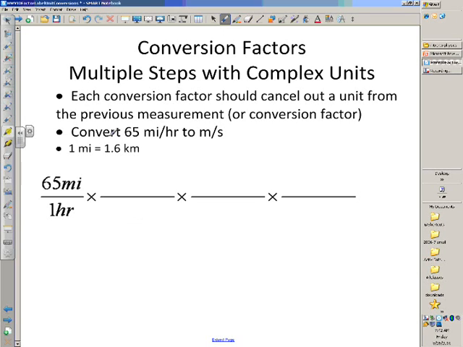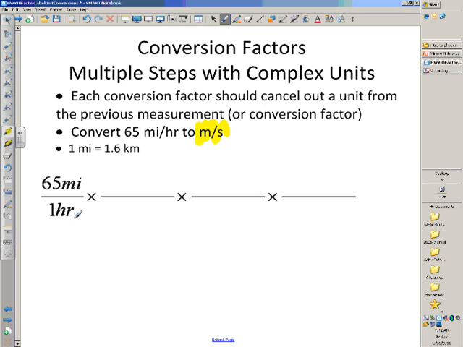So convert 65 miles per hour to meters per second. This is one that we're going to use kind of a lot in this class. So if you remember how to do this one, hopefully that'll serve you well throughout the rest of the year. So start off with the units, but like I said, you've got to do distance separately from time. So I'm going to start off with the time because that one's kind of easy.